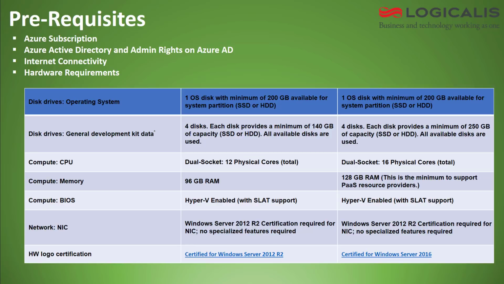You definitely need 12 physical cores of processor. There is a challenge with this when you are deploying on a VM. We will tackle it once we get into the demo. And you need at least 98 gig of RAM. If you are going to plan to use platform as a service, then you need at least 128 gig of RAM. Hyper-V enabled with Slack support.